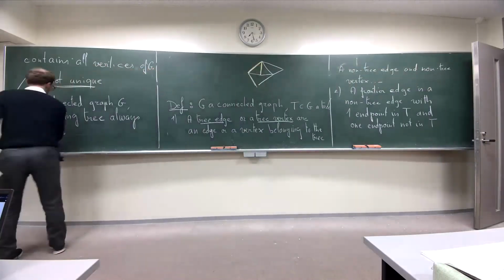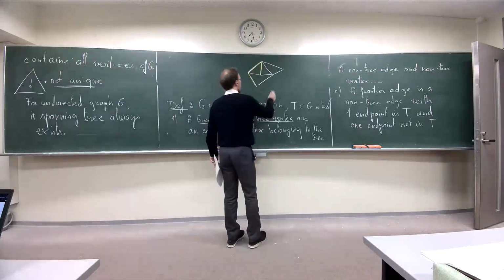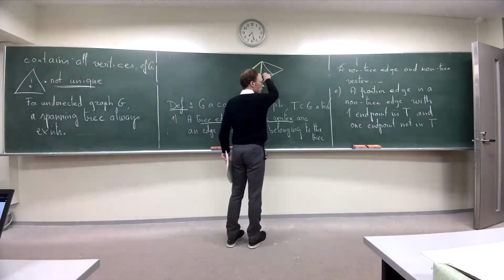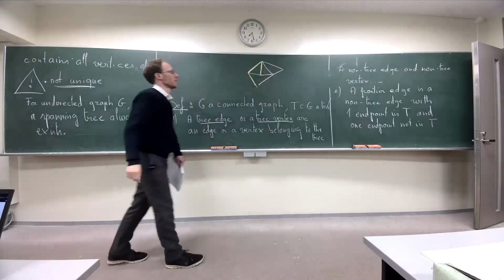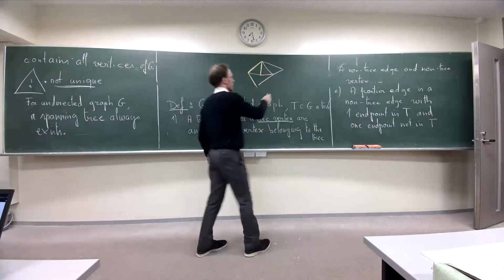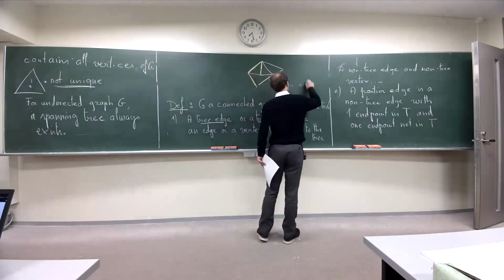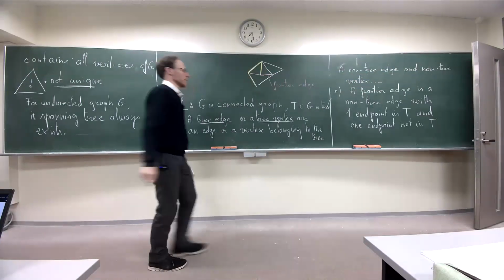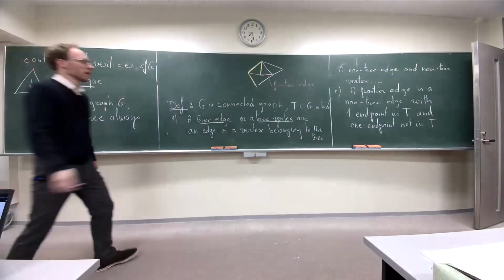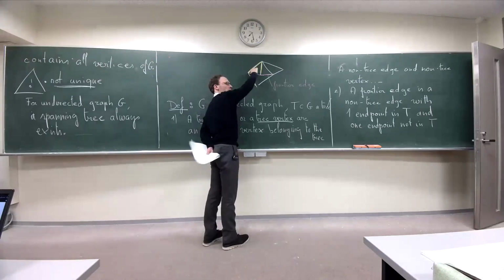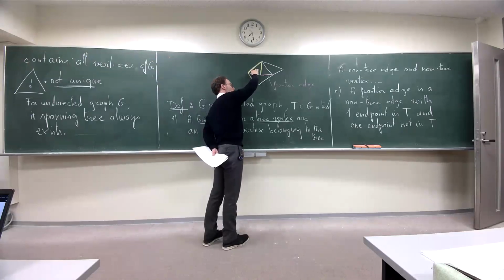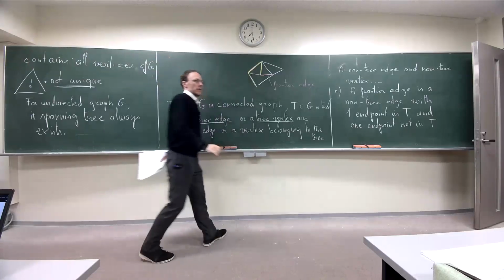So let me draw one frontier edge, for example, this one. This is an example. It's not the only one, but I want to keep my picture simple. This is a frontier edge. Be careful, this one is not. It doesn't belong to the tree, but it has the two endpoints in the tree. This is not a frontier edge. Okay.